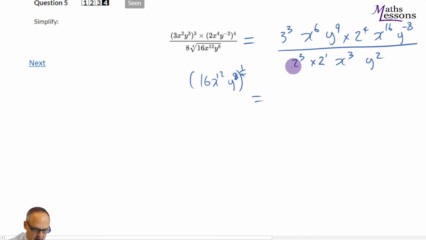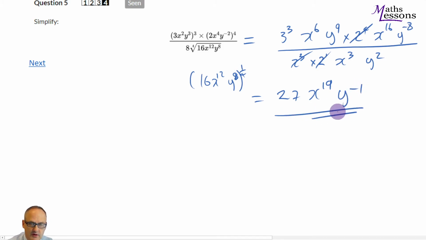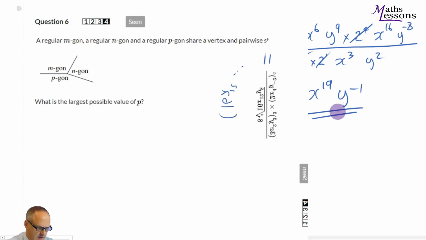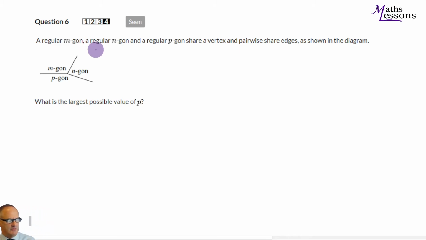So we can cancel out all these 2s. I'm left with 3 to the 3, which is 27. We've got x to the 6 minus 3 is 3, plus 16 is 19. y to the 9 minus 2 gives me y to the 7. Minus 8 gives me y to the minus 1. And there's my answer.